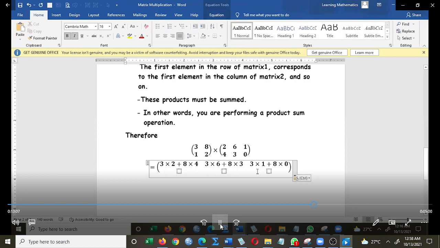Right. Okay. So for now, we're going to the second row, which is the 1 and the 2. So we're going to repeat that same process with 1 and 2. So it's not 3 and 8 anymore, it's 1 and 2. So 1 and 2 with 2 and 4.